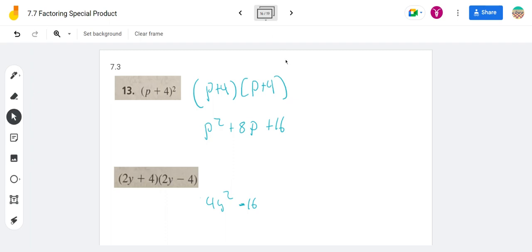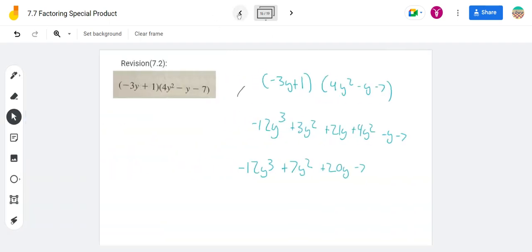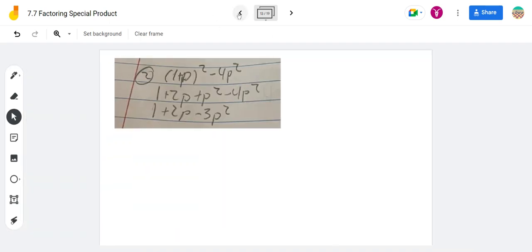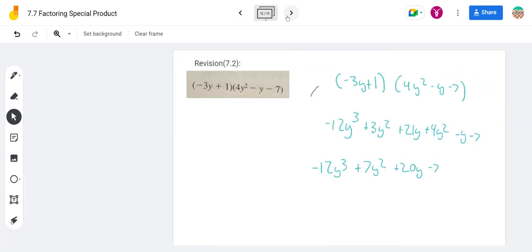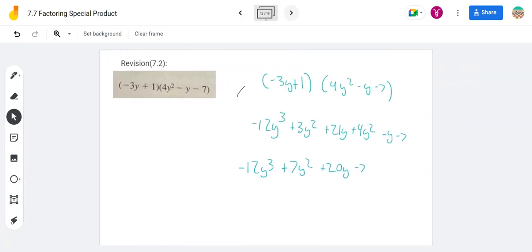Yeah, correct. So let me check the answers. On slide number 15, multiplying out gives 12, negative 12, 3y squared, 21y, 4y squared minus y minus 7. So you get this correct.